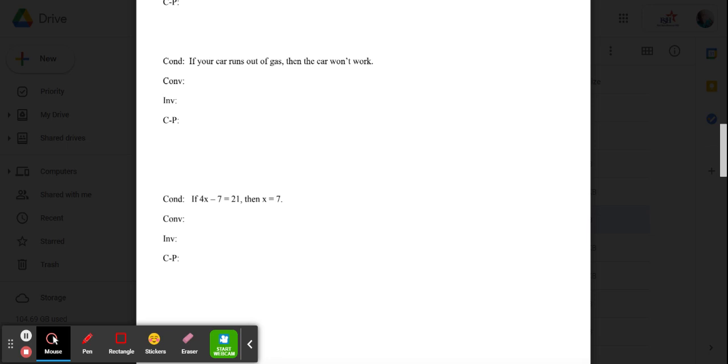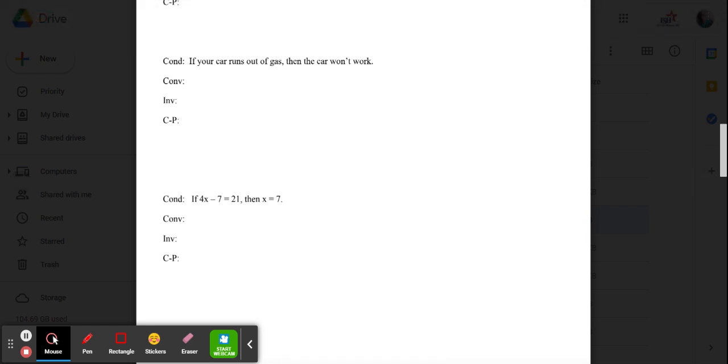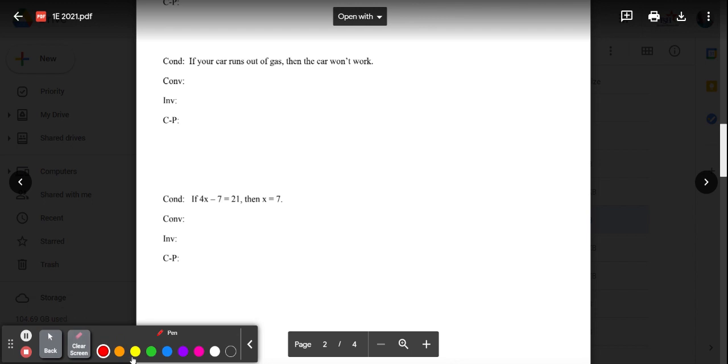All right, looking at the second page of the one enos. There's four pages on the one enos, but I'm just looking at the second page right now. And I want to look at a few more of these conditional statements and write the converse, inverse, and contrapositive. So let's do that, okay?